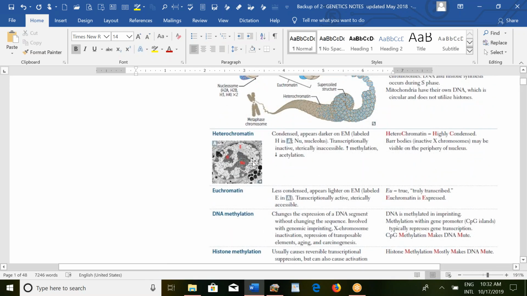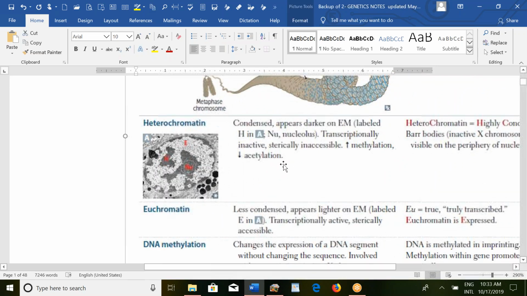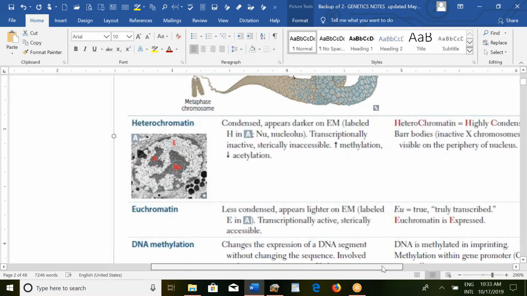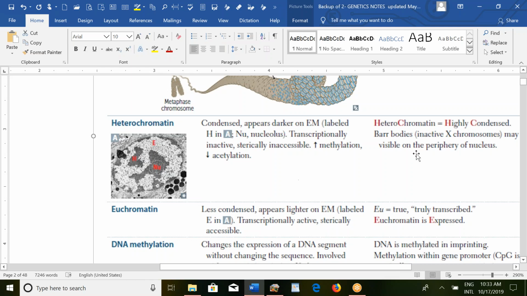Then if we talk about heterochromatin, on electron microscope, it appears darker, labeled like H in the figure. So transcriptionally, this is the darker one labeled as H. Transcriptionally inactive, and this is sterically inaccessible, and it will increase with methylation and decrease with acetylation. Two processes which will make it more active or inactive. You can remember that heterochromatin is highly condensed, and Barr bodies, these are inactive X chromosomes and they may be visible on the periphery of the nucleus.